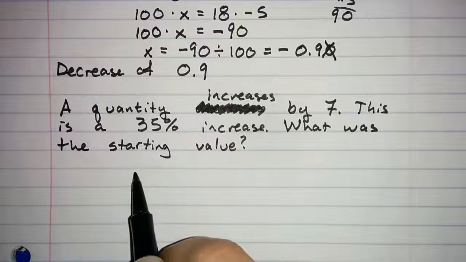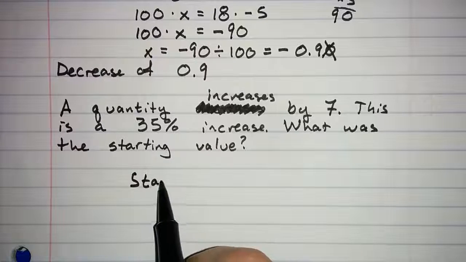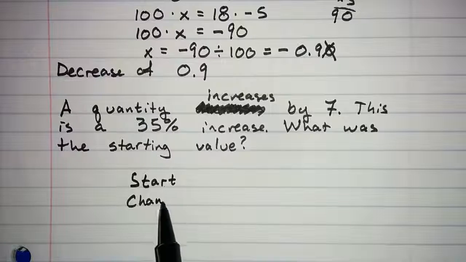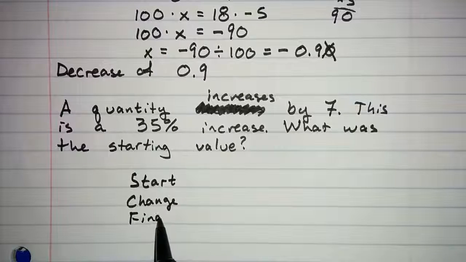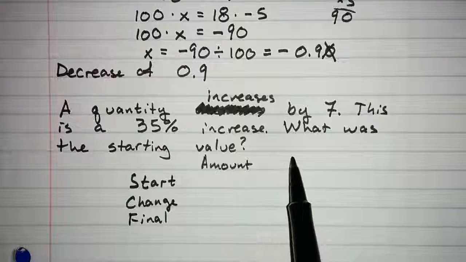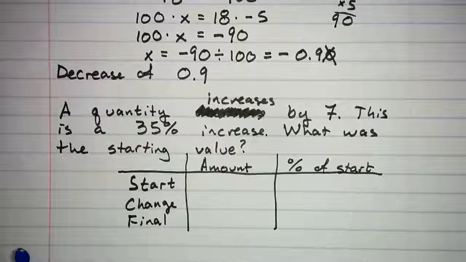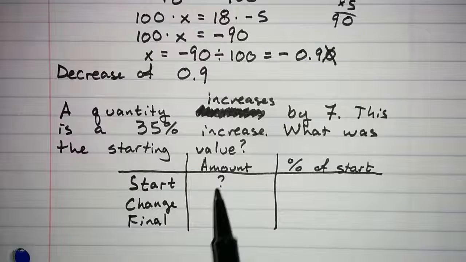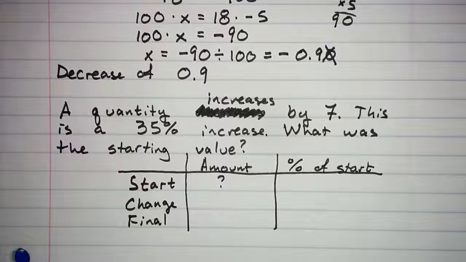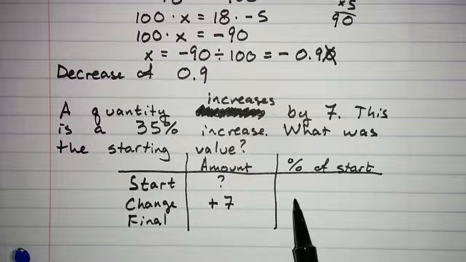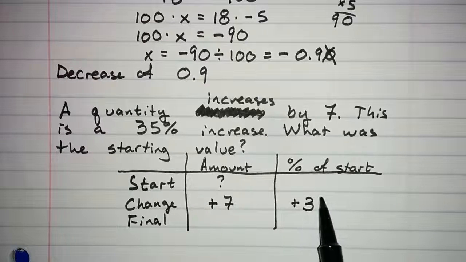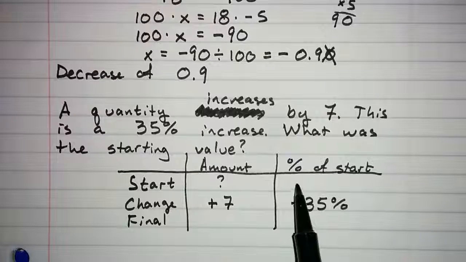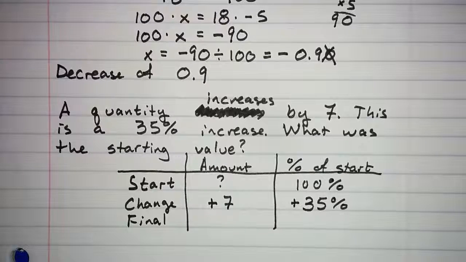All right, we're going to be potentially concerned with the start, the change, and the final amounts and percent of start. So in this case, the starting amount is what we're actually looking for, right? What is the starting value? The quantity increases by 7. That's a change of +7. It's a 35% increase. That's a change of +35%. And of course, we'll always have 100% here. I just fill that in because it looks better that way.